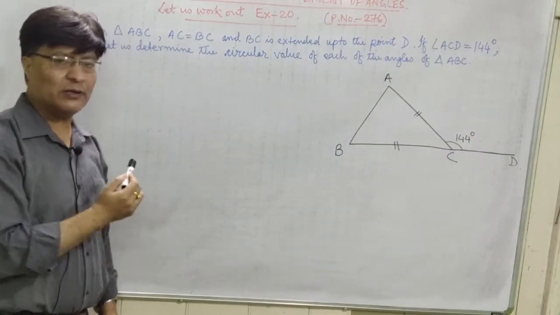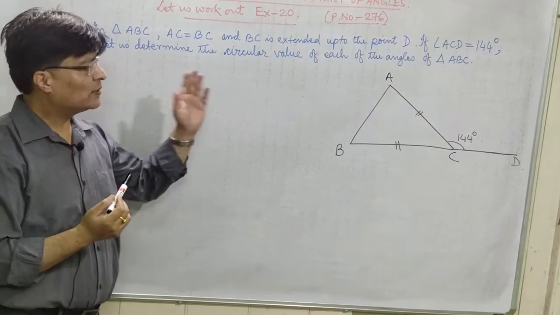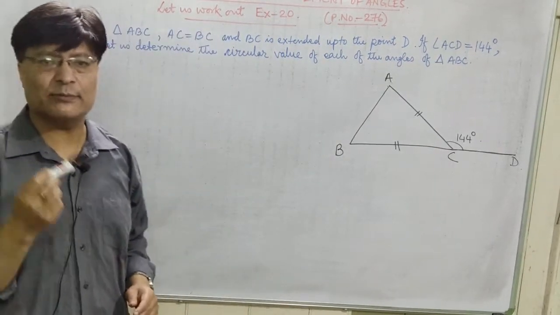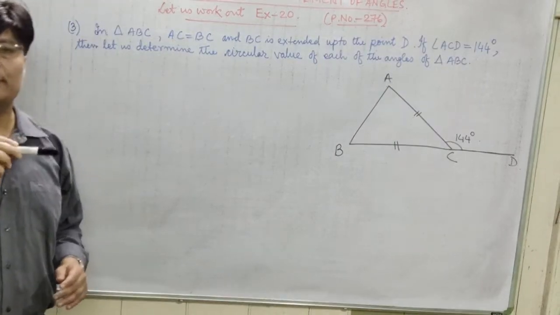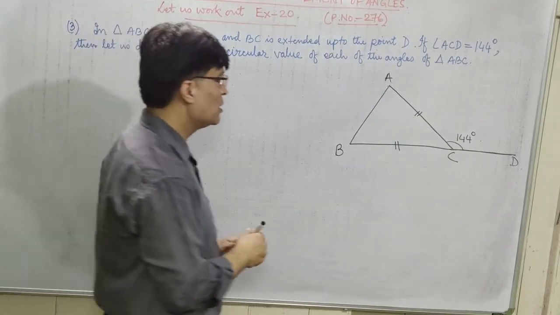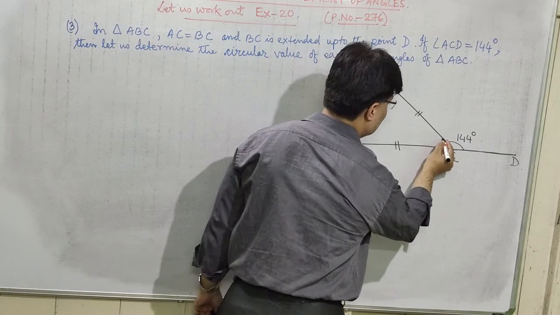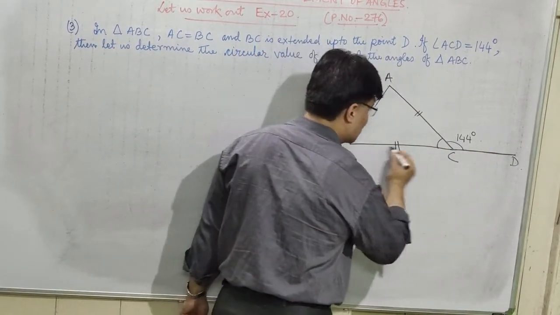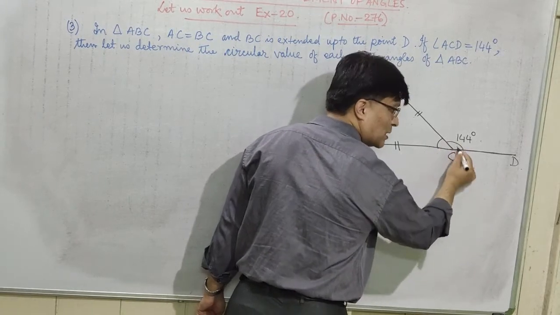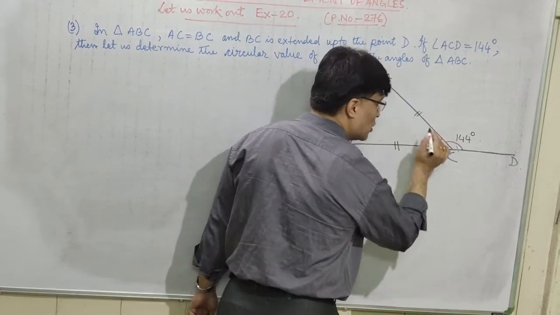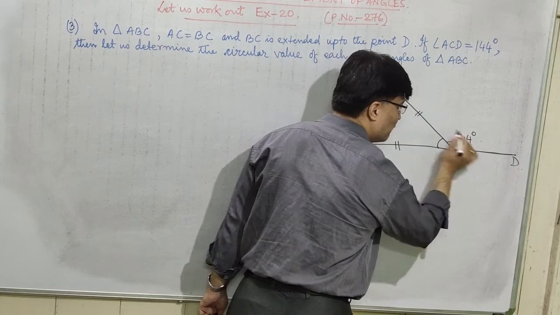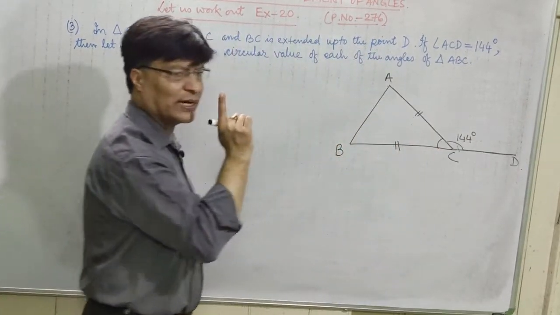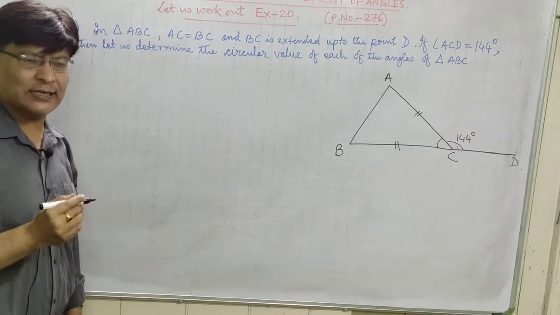So first of all, let us calculate the angles of the triangle ABC in terms of the sexagesimal system. That means in terms of degrees. Now you can easily calculate this C. You know that this is a straight line, and in a straight line, the straight angle is 180 degrees. So if you subtract 144 degrees from 180 degrees, you will get angle ACB. You have done it in class 8, I think.